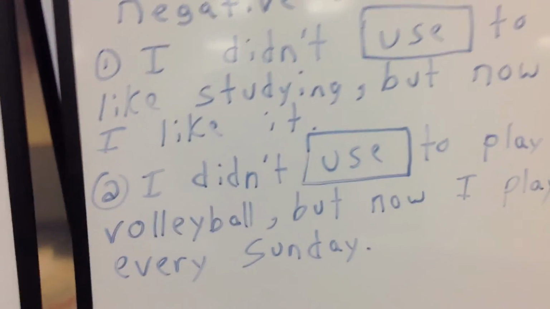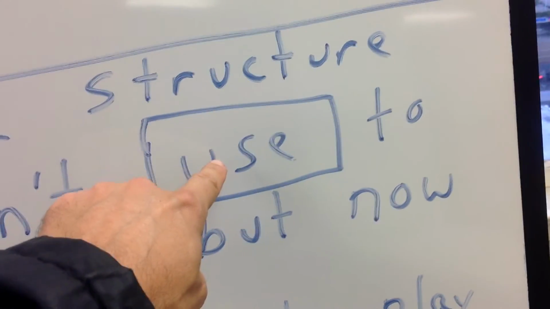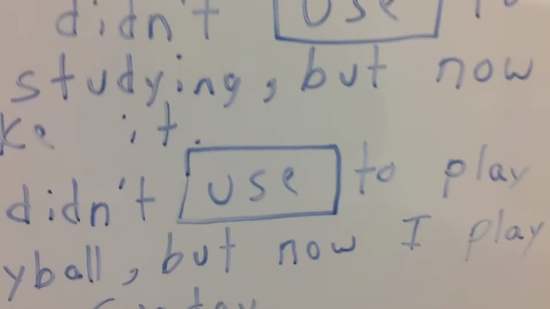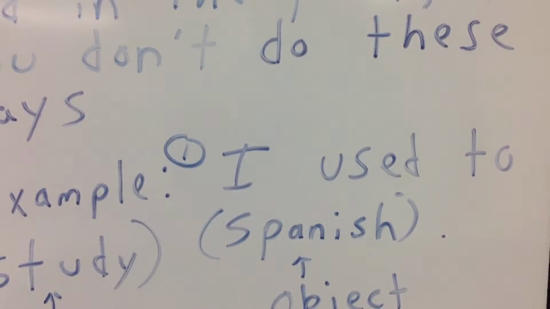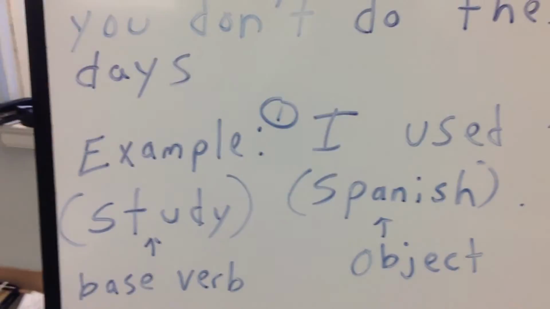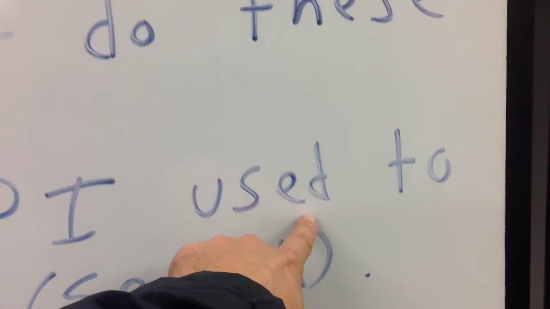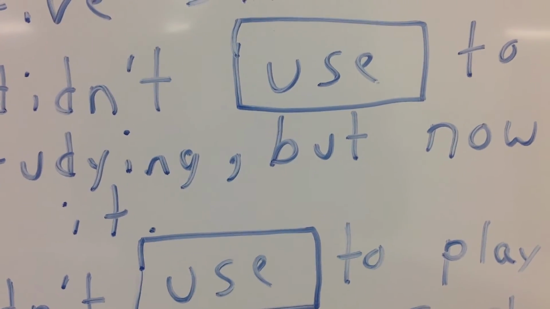Now, if you see the difference, in the negative situation, it's use to. You do not have the final D. Or use to play. You do not have the final D, as opposed to the positive situation. In the positive situation, you're using used with the final D. But in the negative situation, you have no final D. Use to. The final situation is, let's spin the board here.